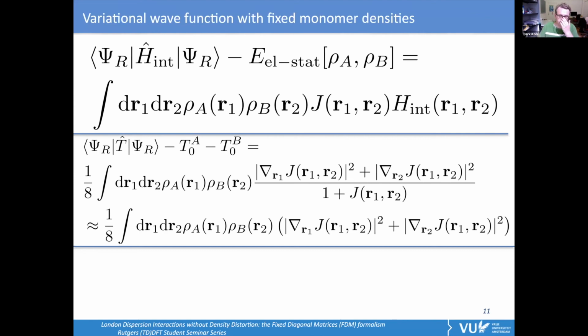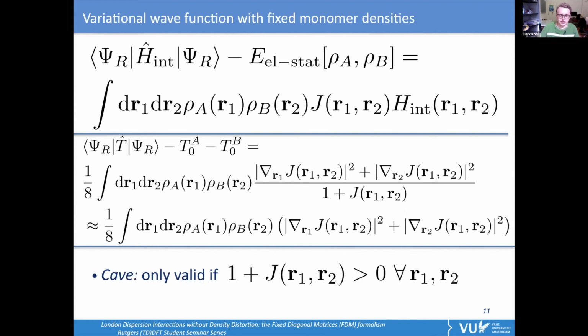Kinetic energy is somewhat more complicated because you get these derivatives of square roots. And then we get an integral with, again, the densities and the nabla square of J of R1, R2, with in the denominator this 1 plus J. Then in practice, we always simplify this by approximating this denominator as 1. And this corresponds basically to something like a second order perturbation theory.